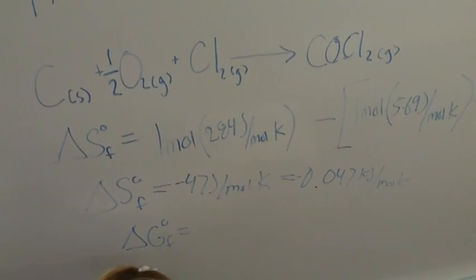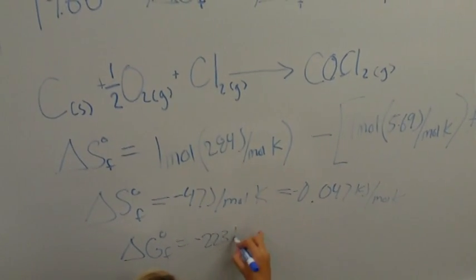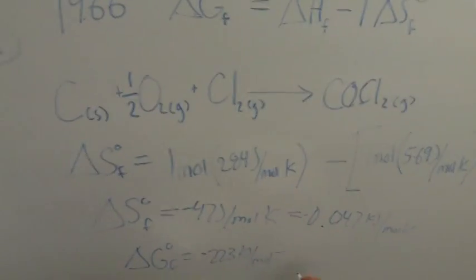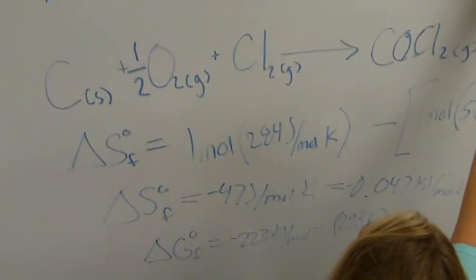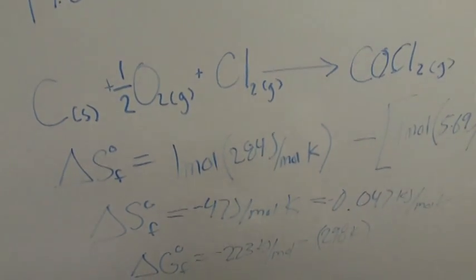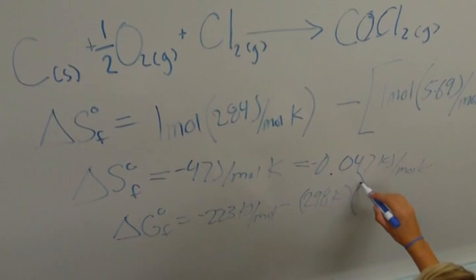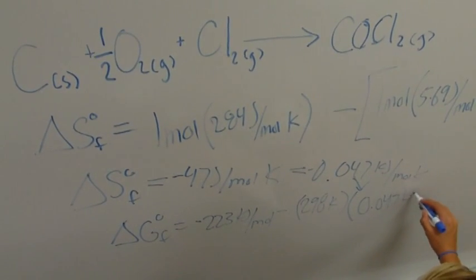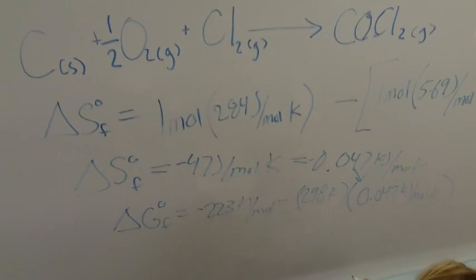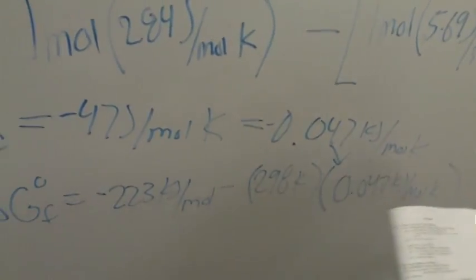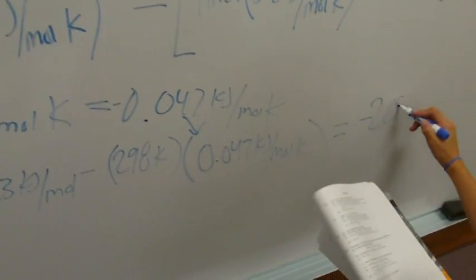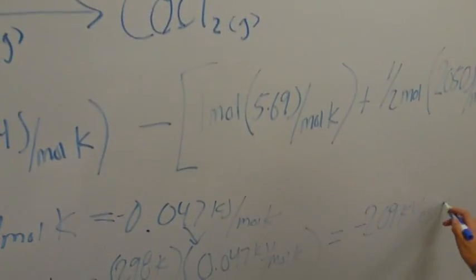So that's going to be negative 223 kilojoules per mole minus 298 Kelvin. Remember, they gave us 25 degrees Celsius, so you have to add 273 to get the Kelvins. And we're going to plug this in. If you look there, we have our Kelvins crossing out, so we end up in kilojoules per mole for everything. We end up with negative 209 kilojoules per mole for our Gibbs free energy. That's the answer.